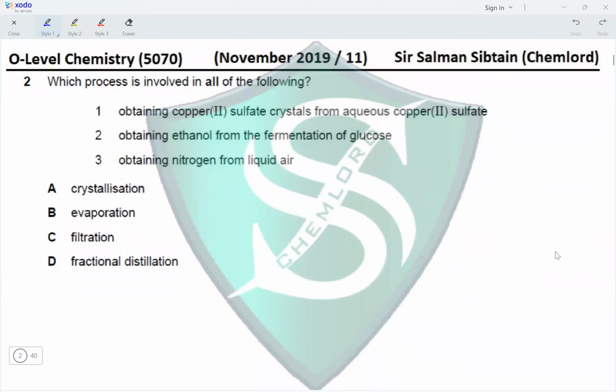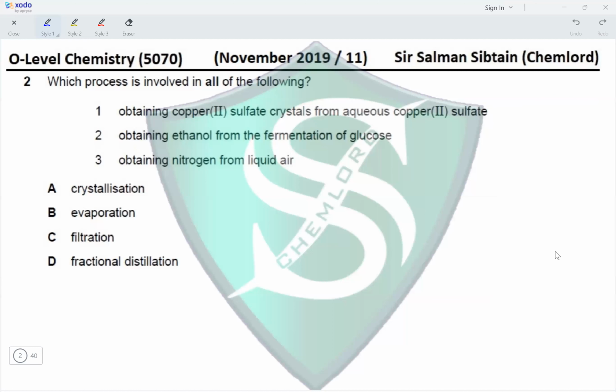Question 2. Which process is involved in all of the following? Obtaining copper 2 sulfate crystals from aqueous copper 2 sulfate. Okay, we need to evaporate the water and obtain the crystals. Obtaining ethanol from fermentation of glucose. Okay, so we need to distill the contents. We need to evaporate the ethanol and collect it as a pure sample.